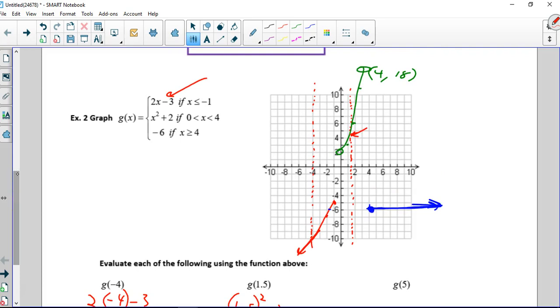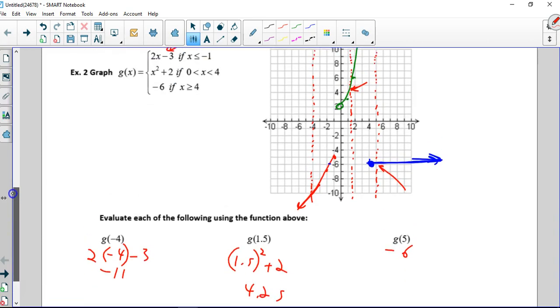And then 5. Well, where's 5? 5 is right here. Now, it would normally hit that parabola if it went further, but since it stops at 4, it's not going to hit the parabola. It's not going to hit the red slanted line, 2x minus 3. It's only going to hit blue. Now, we should be able to figure out what the answer is, because what is y always going to be? -6. This right here is the point 5, -6.